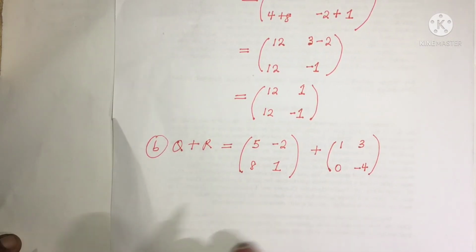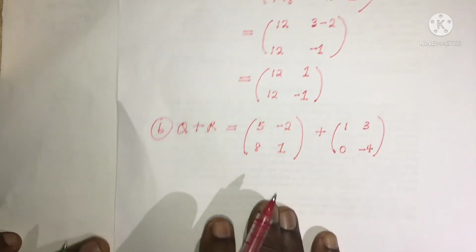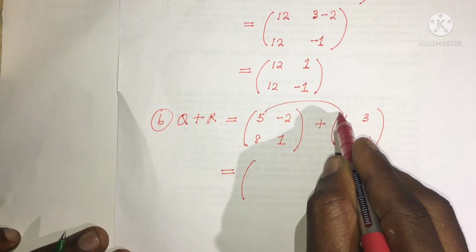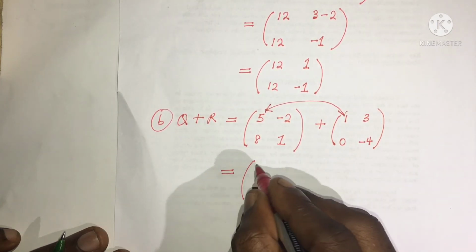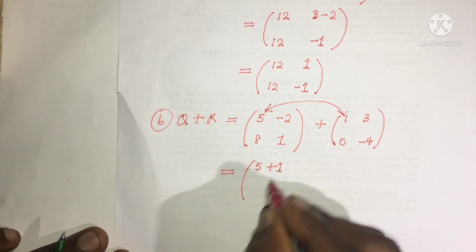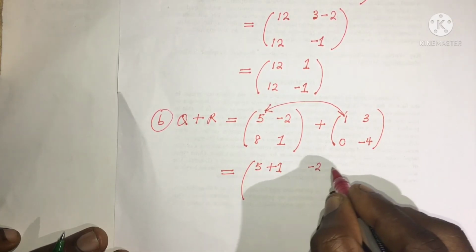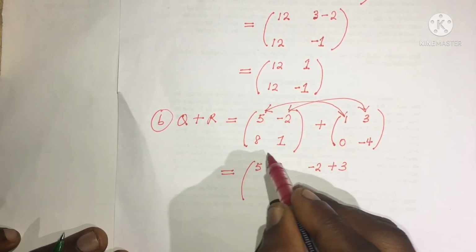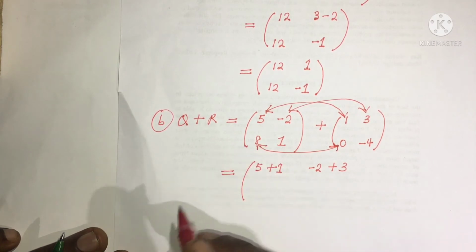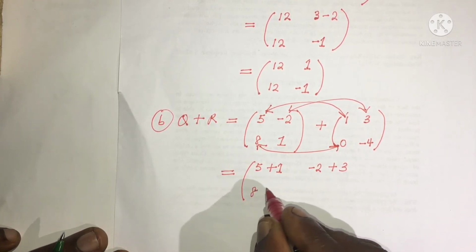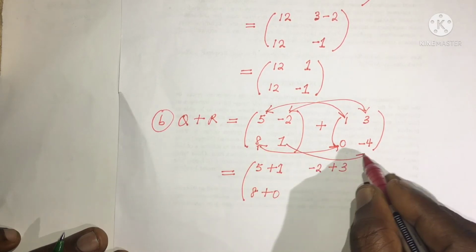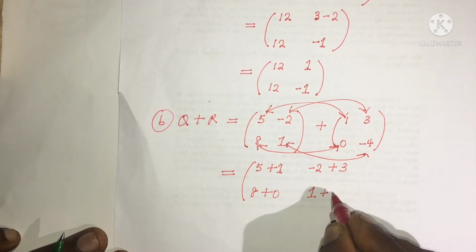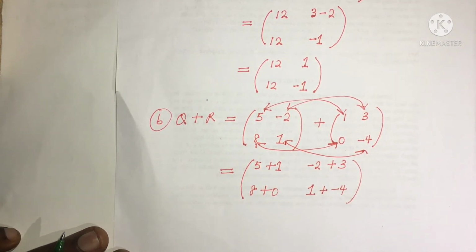Okay, so we are asked to add the two matrices. Now, adding them requires that we add elements occupying similar positions. So 5 would add to 1. -2 will add to 3 because they occupy similar positions. 8 will add to 0, and 1 will add to -4. So 1 adds to -4. Now that gives us this.